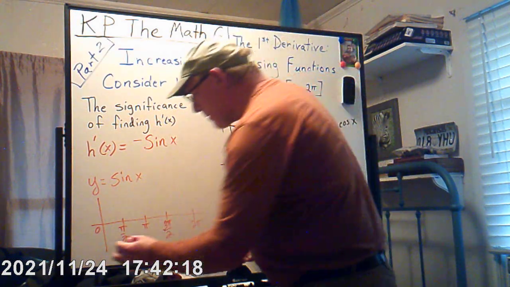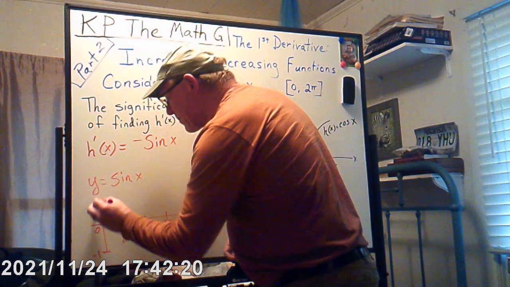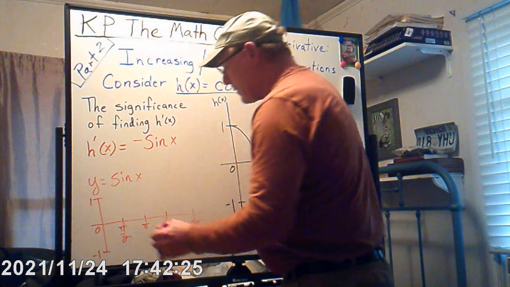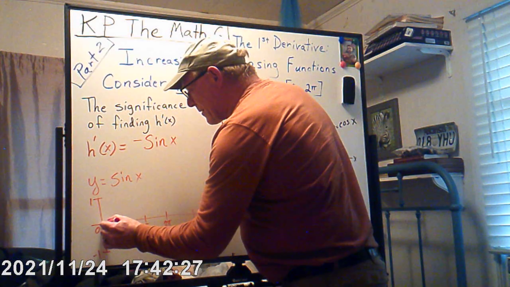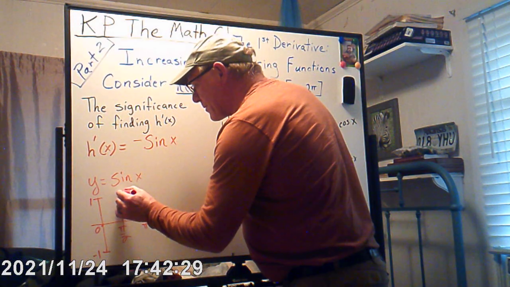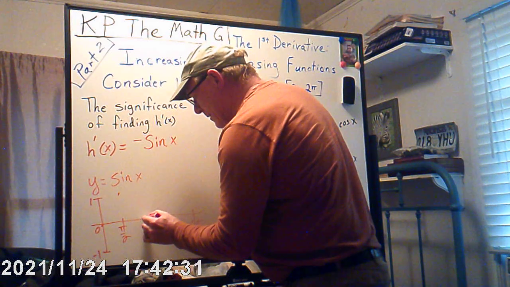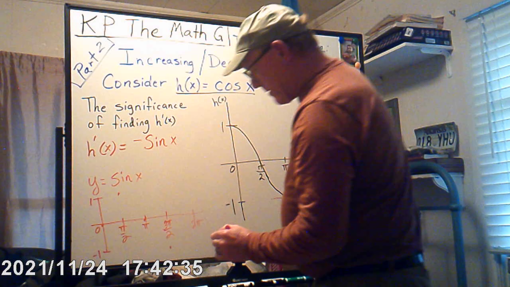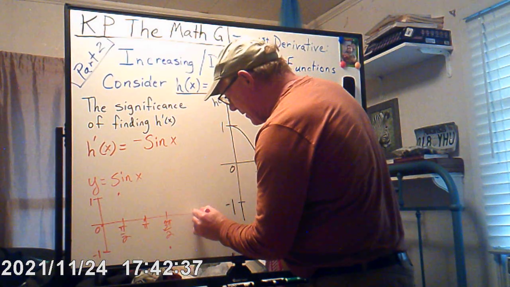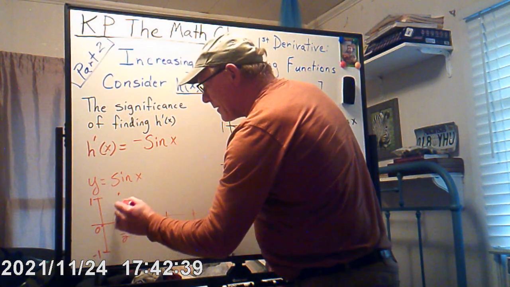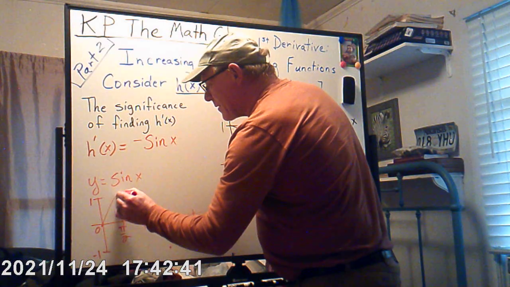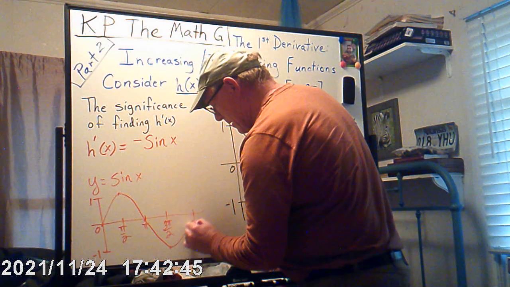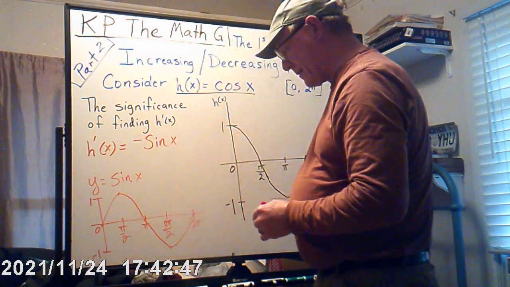All right, again from -1 to 1. Now sine of 0 is 0, sine of pi over 2 is 1, sine of pi is 0, sine of 3 pi over 2 is -1, and then sine of 2 pi is back to 0. So it looks something similar to this. Something like that, doesn't it?